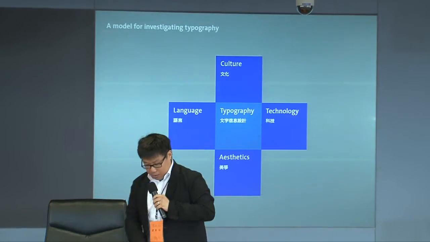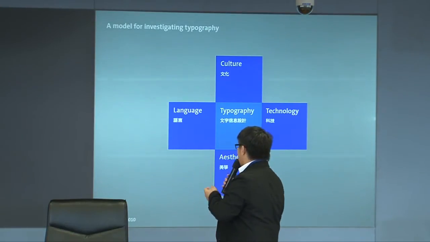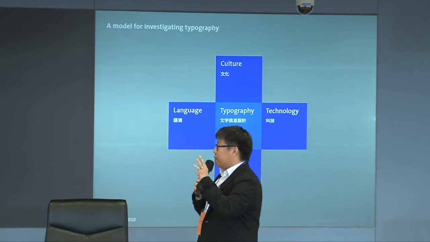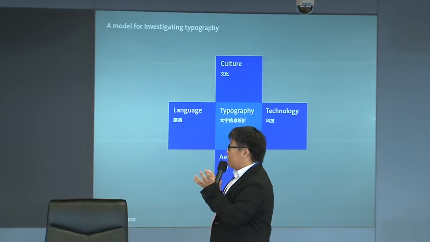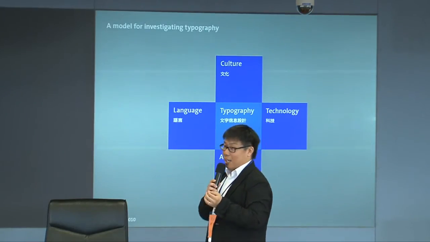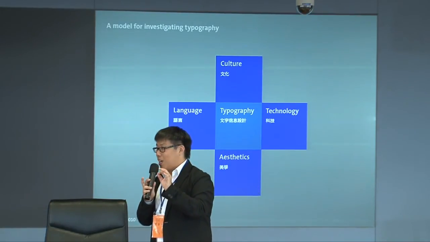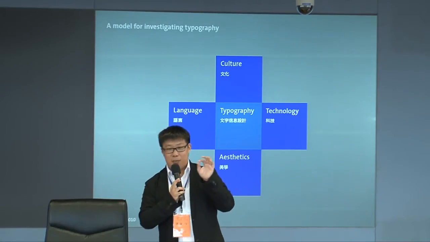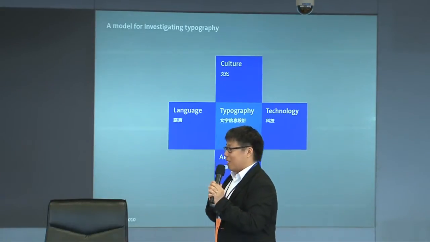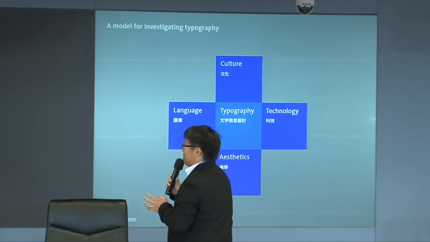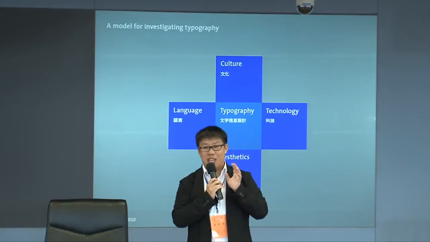So the way I look at typography as a designer, as a researcher, is looking at typography as a kind of crossroads. Typography is in the middle of language and technology. Language and technology are related because it has to do with the way we generate our text and process our information. Everything about character sets and glyphs and encoding has to do with how we communicate with text. And then culture and aesthetics are related as well. So I think typography is in the middle of that.